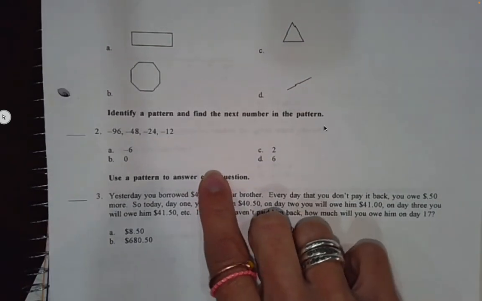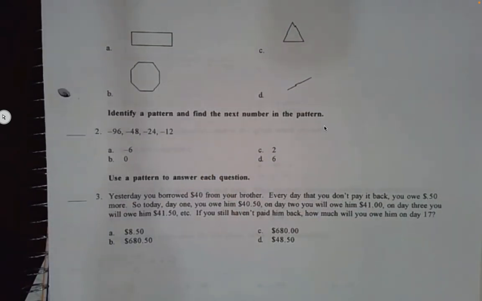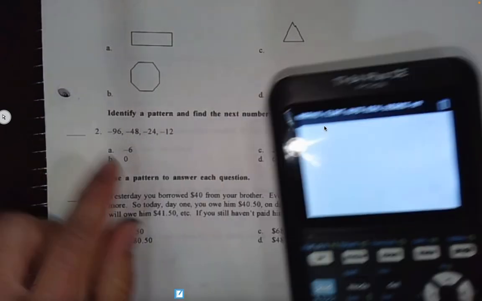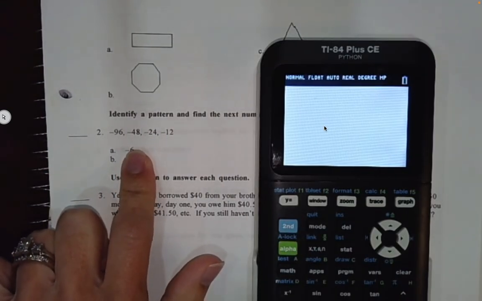I think it's going to be more like number 2 that's on your quiz. Are you videoing? I am videoing, yes. On number 2, you're trying to see how you get to the next number. So we go from negative 96 to negative 48 to negative 24 to negative 12. What do you think is going on? Half. Okay, taking a half, or what's another way to think of half? Divide by 2.